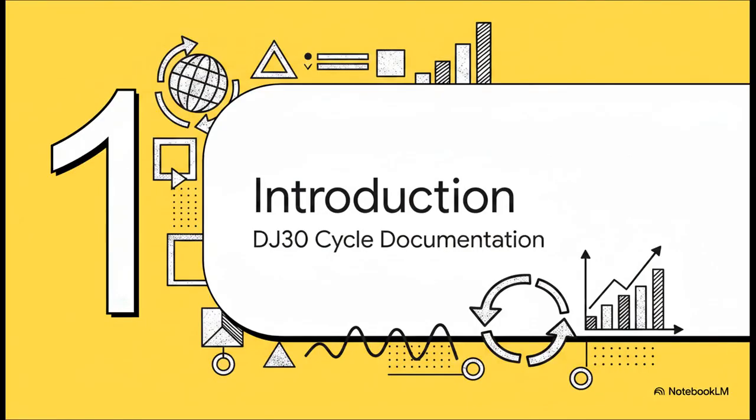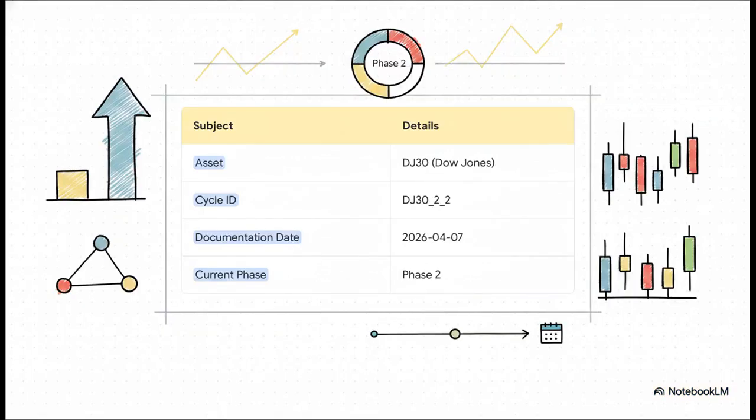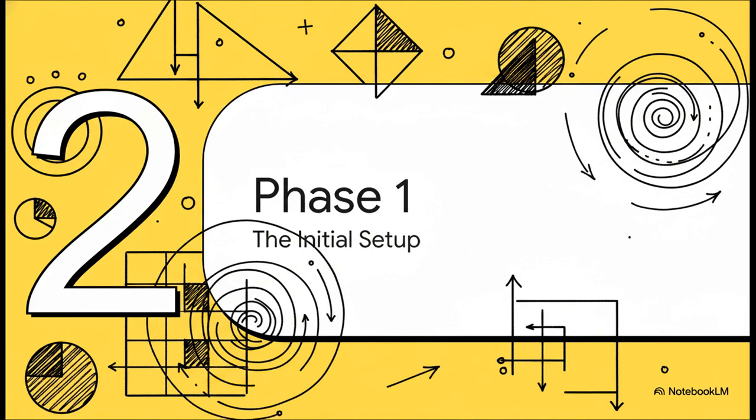Okay, so let's start with section 1, which will give us some context for this cycle documentation. So here are the basic details. The asset we're looking at is, of course, the DJ30, the Dow Jones. The cycle has a specific ID, DJ30-22. This documentation was recorded on April 7th, 2026, and at that point, the cycle had officially completed phase 2. So how did this all kick off? Well, that takes us back to the very beginning, to phase 1.